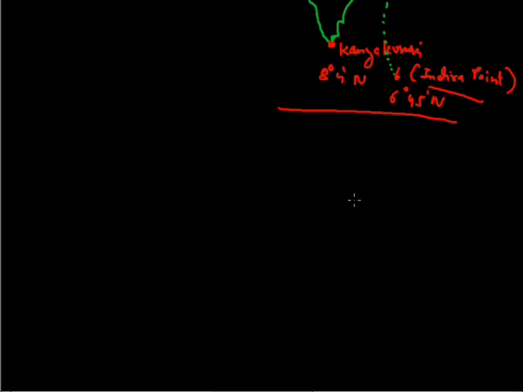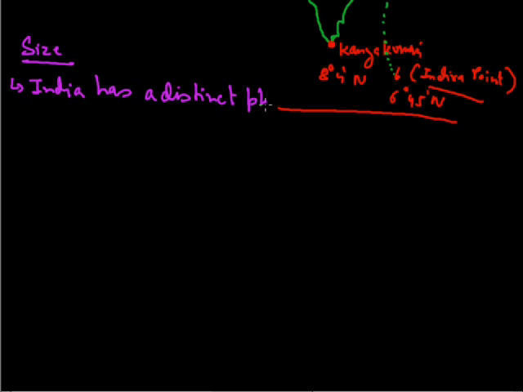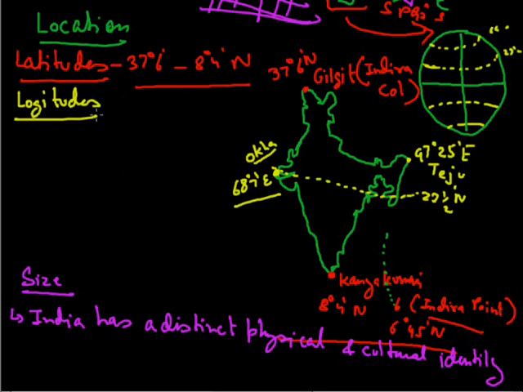To continue this chapter, the next thing which comes in our NCERT book is the size part. India has a distinct physical and cultural identity, and that is the main quality of India. In the second part of the chapter, that is the physical features of India, we see that all the 6 physical features found on Earth are found in India.